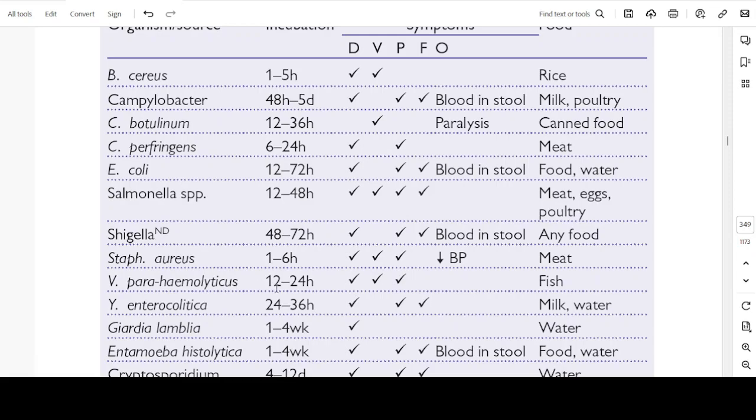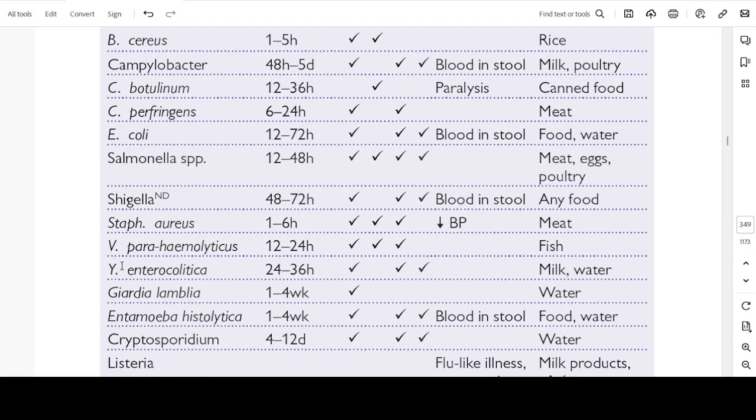Vibrio parahemolyticus 12 to 24 hours is because of fish. Yersinia enterocolitica 24 to 36 hours. Again it is because of milk and water. Giardia lamblia 1 to 4 weeks. It's a protozoan. It only causes diarrhea because of infected water. Entamoeba histolytica 1 to 4 weeks causes diarrhea, pain abdomen and fever. Blood in the stool, food and water.